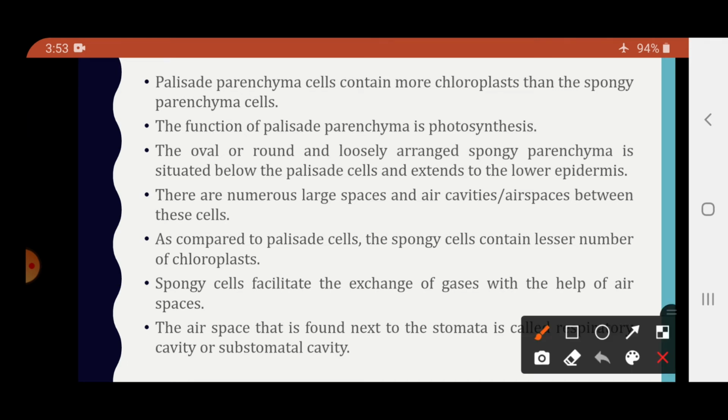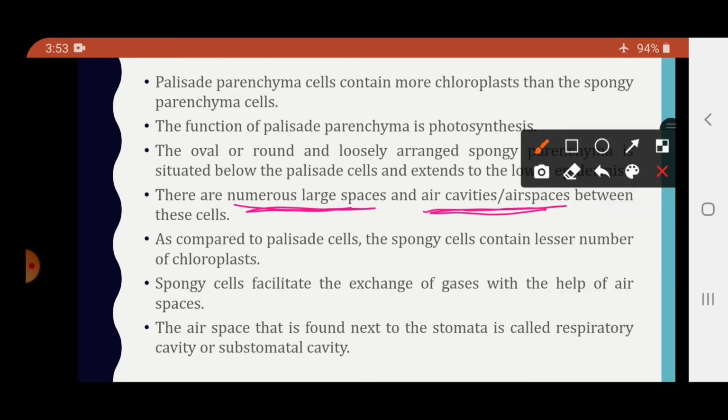Now, as the cells are loosely arranged, there are numerous large spaces between the cells, and these spaces are called air cavities or air spaces. As compared to palisade cells, the spongy cells contain a lesser number of chloroplasts. The amount of chloroplast in spongy parenchyma is less compared to the palisade parenchyma.